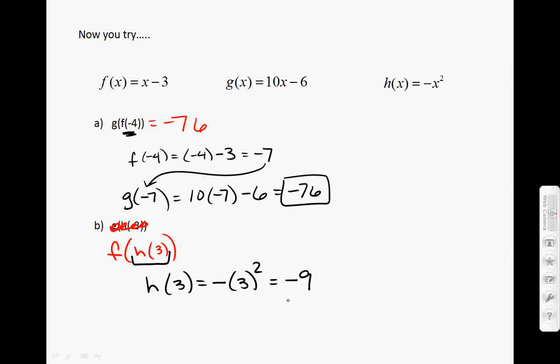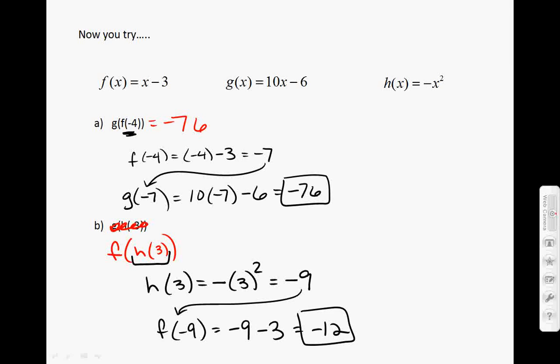And then we're going to plug negative 9 into the f function. So f of negative 9 will be negative 9 minus 3, which is negative 12. Sorry about that, or for any confusion. F of h of 3 equals negative 12.